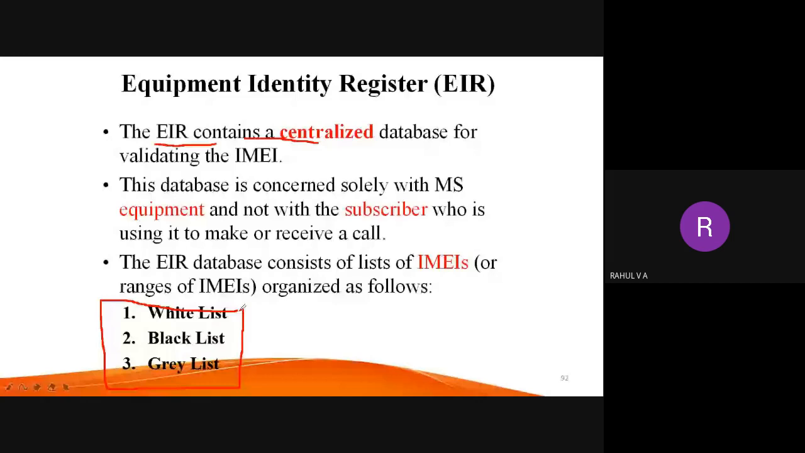If that particular mobile equipment doesn't have any problem, or if it is a true mobile station, then it is classified into the whitelist. Else, if it is a barred mobile equipment, it is kept in the blacklist. If it is a faulty mobile equipment, then it is kept in the gray list.